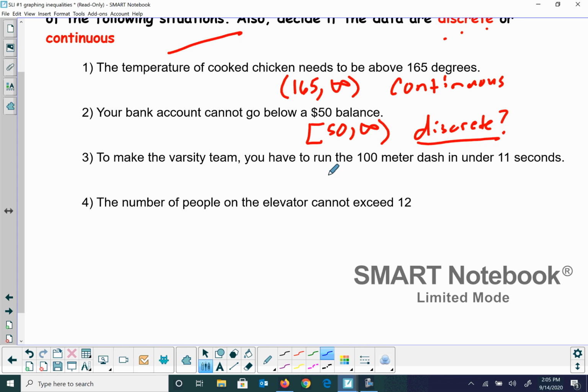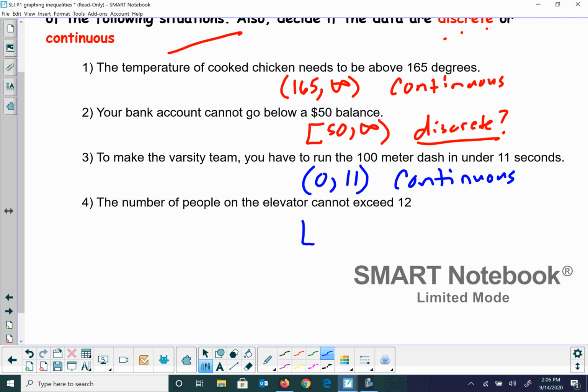To make the varsity team, you have to run the 100-meter dash in under 11 seconds. So you're not going to run negative time, right? So you're going to do more than 0 seconds and less than 11 seconds, and they're both rounded brackets. Obviously you can't run the 100-meter dash in 0 seconds. And I would say this would have to be continuous because our stopwatch might have some far out placeholders, so it keeps going.